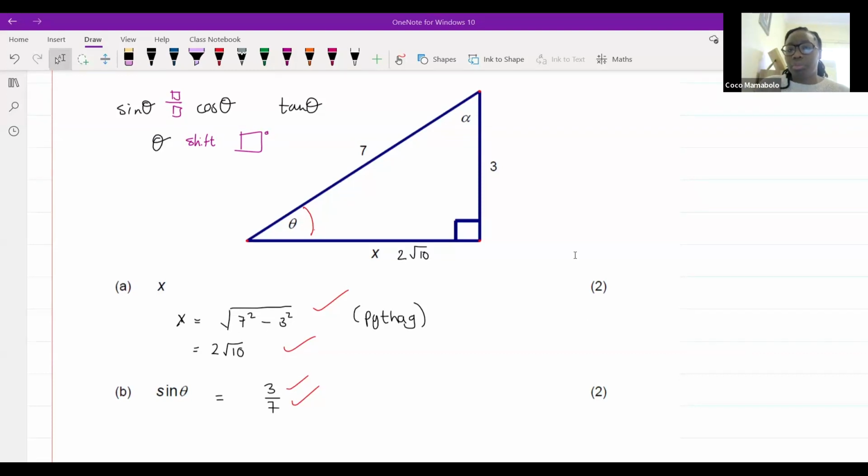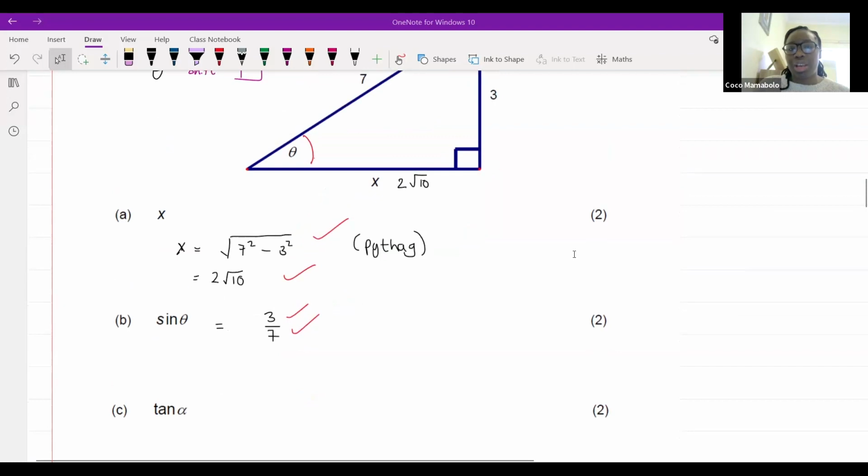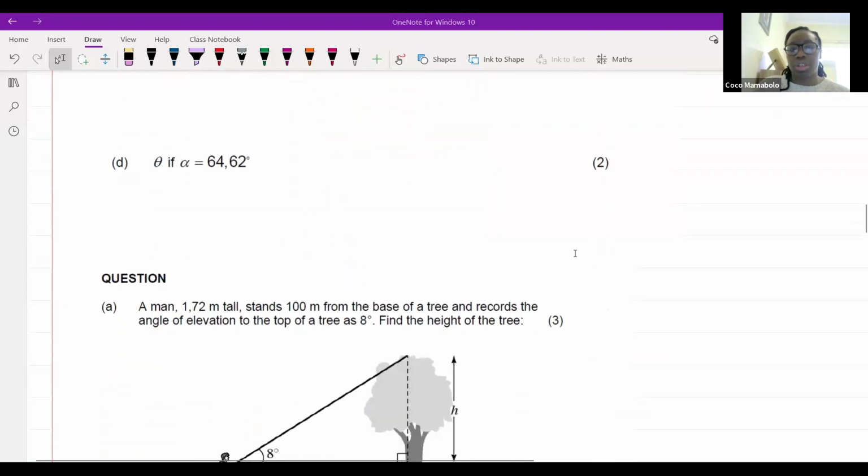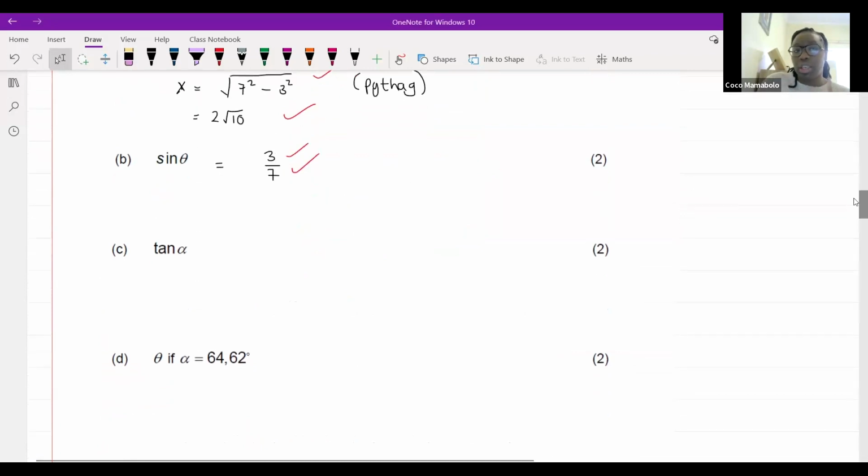Okay. I'm going to then show you guys the next two questions. Okay, C and D. Now, I want us to look at the difference between what they're asking for in question C and what they're asking for in question D. Make sure that we understand.